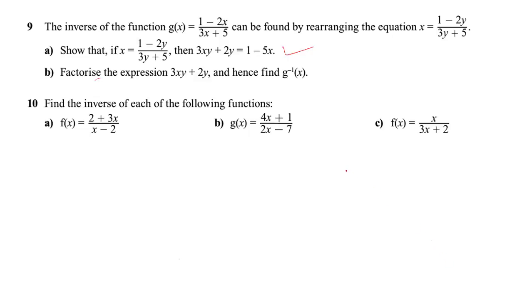So I'm going to start. So I've got g of x. Now g of x is y, we agreed earlier. So it's 1 minus 2x all divided by 3x plus 5.